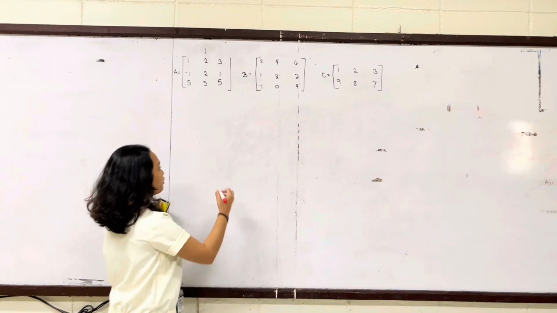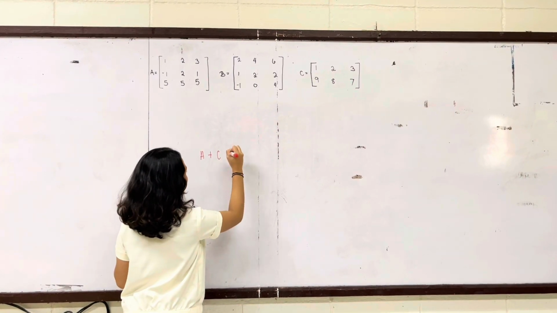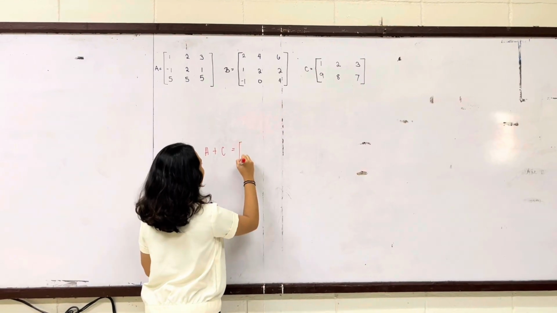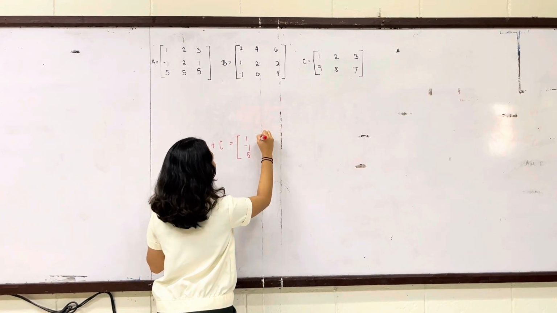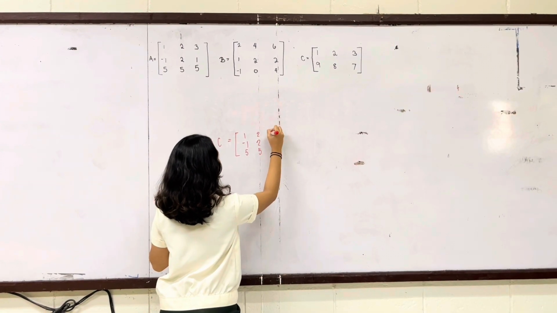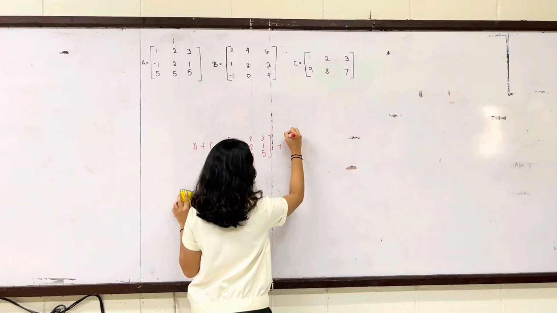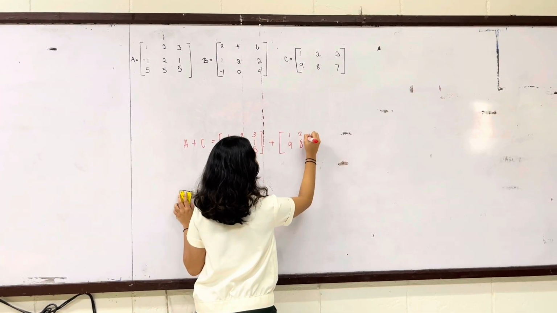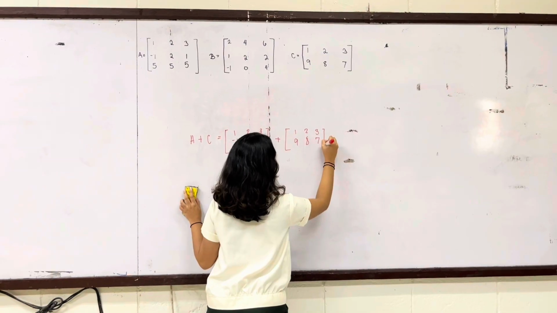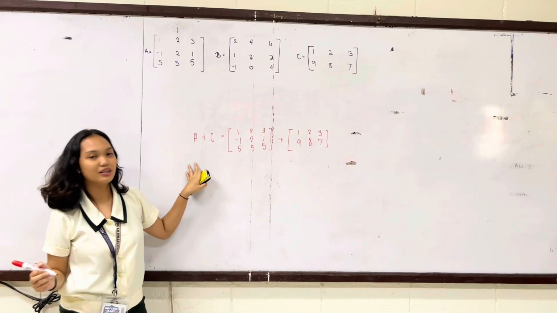Okay, so moving on, we're going to solve number 4, which is adding matrix A to matrix C. So first, we write matrix A: 1, 1, 5, 2, 2, 5, 3, 1. And we copy matrix C: 1, 9, 2, 8, 10, 3, 7.